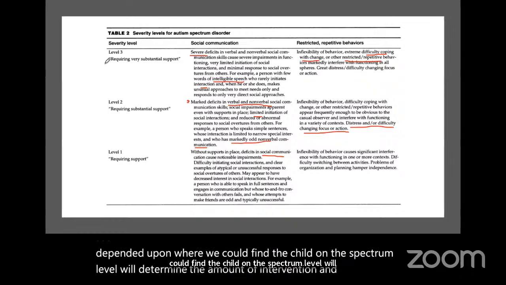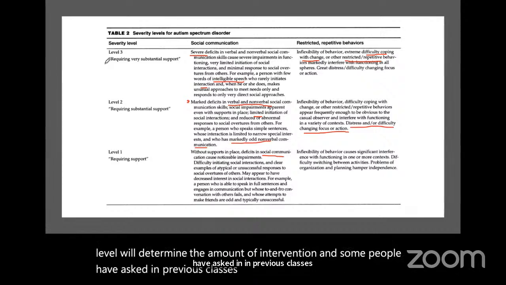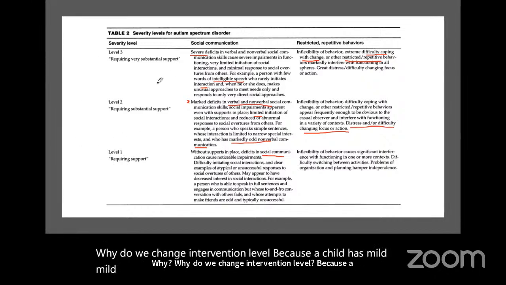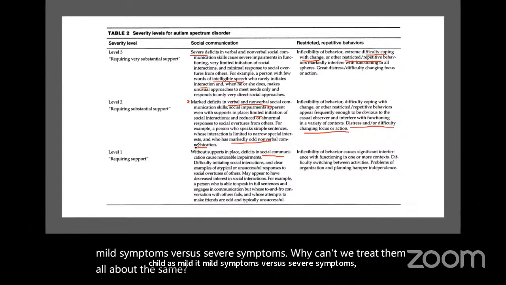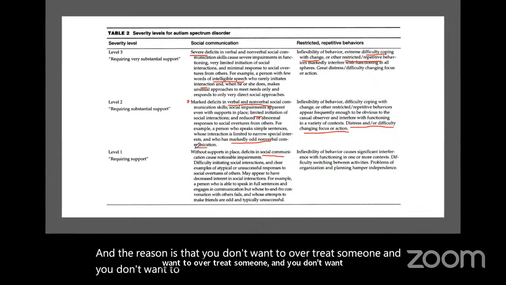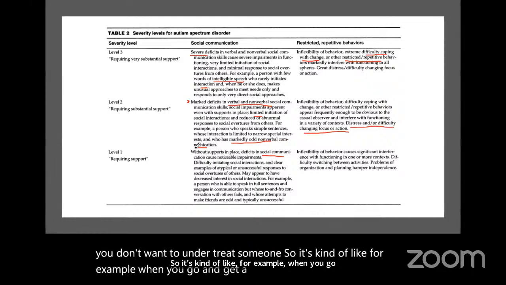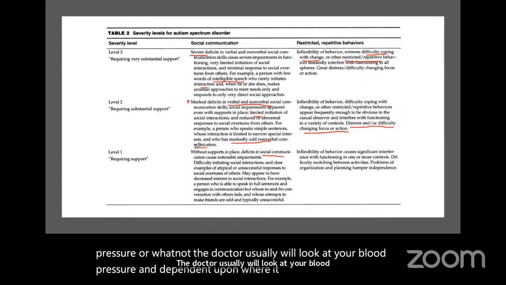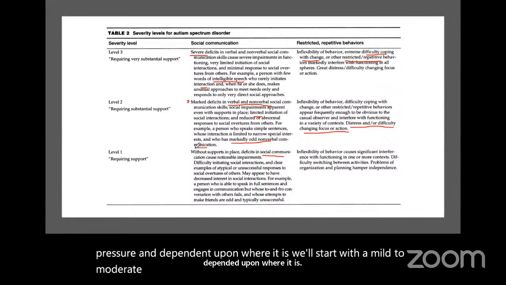And some people have asked in previous classes, why do we change intervention level because a child has mild symptoms versus severe symptoms? Why can't we treat them all about the same across contexts? And the reason is that you don't want to over-treat someone and you don't want to under-treat someone. So it's kind of like, for example, when you go and get a medication for diabetes or blood pressure or whatnot, the doctor usually will look at your blood pressure and depending upon where it is, will start with a mild to moderate dose of medication. And then if it doesn't work, they'll up the dosage as you go along.